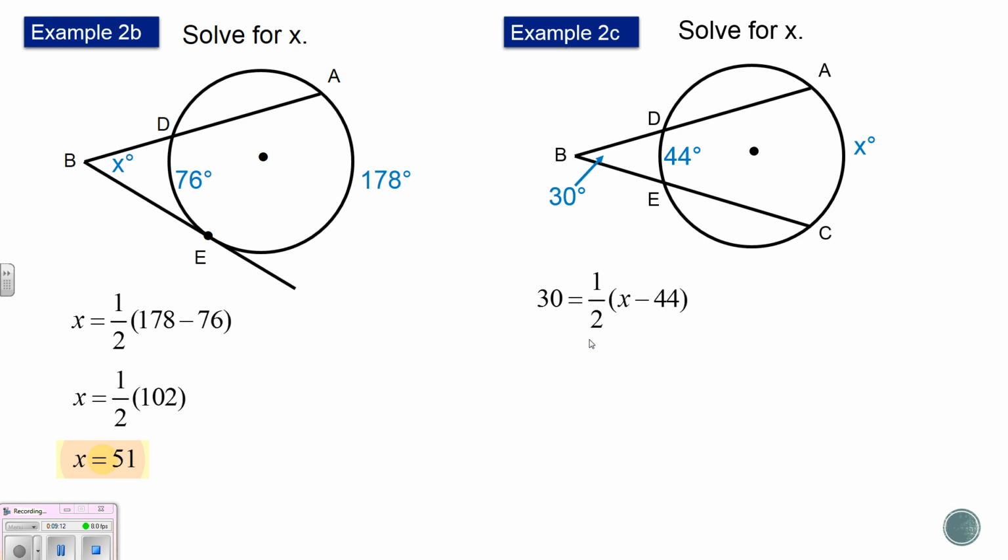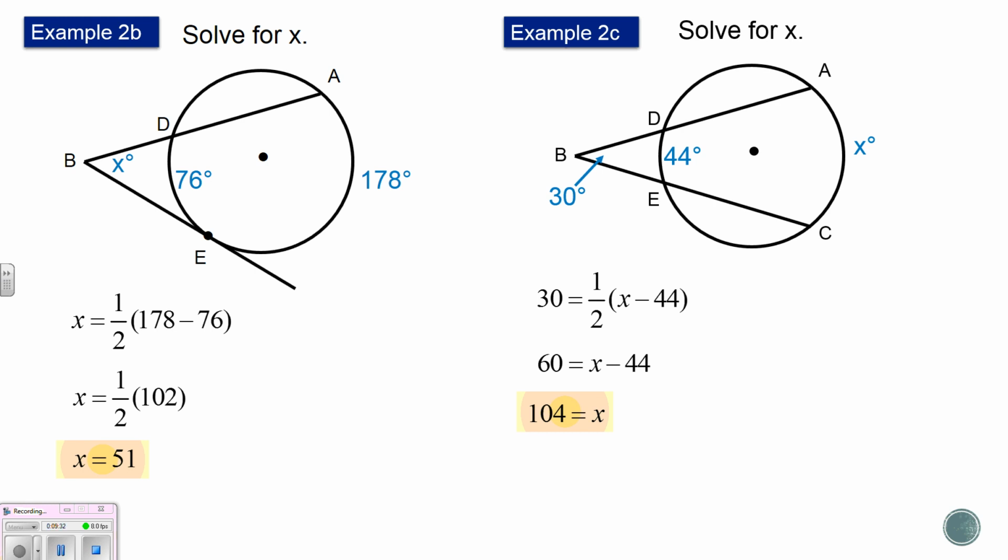And now we have to solve that. You could distribute the 1/2 if you like to do that. Algebraically, I think it's easier to just multiply both sides by 2 and get rid of that fraction. So when I do that, I get 60 equals x minus 44. And then I can just add the 44 and I get 104.